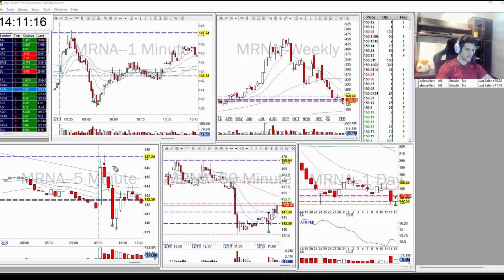Now take a look at this. What is the high around here? The high around here is at 147.50, and my target was at 139.50. That is around $8, which is closer to the $9.